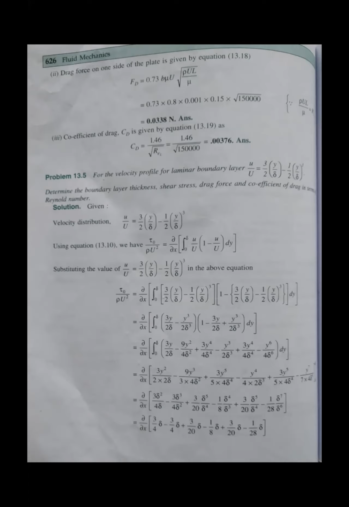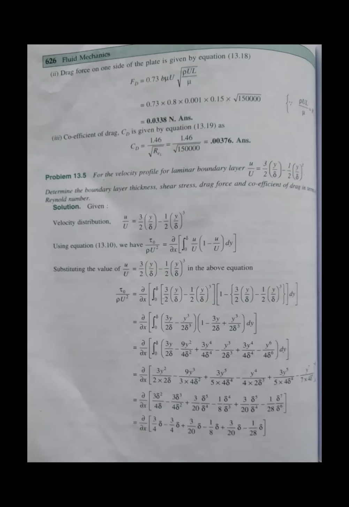And after doing the algebra, you get finally the value of theta, or momentum thickness, as 3 by 4 delta minus, of course, 3 by 4 delta gets cancelled, and it is only in terms of delta that we got this, after of course many manipulations.